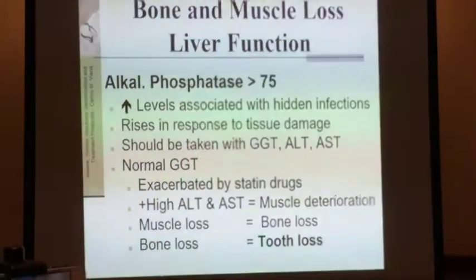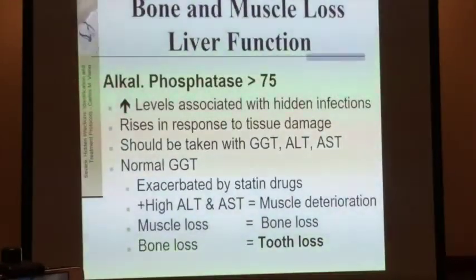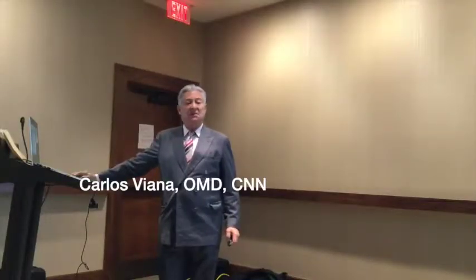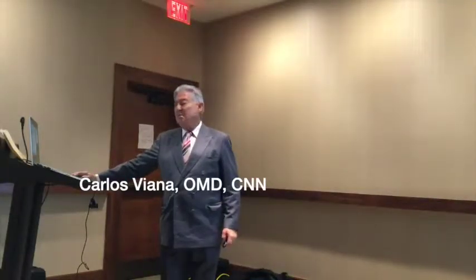And so that becomes very, very important, because we know that when there is bone and muscle loss, if there's gingivitis present, I will be able from a blood test to tell the dentist what they're going to find in the gingiva. I'll show that to you. But once again, if there's any kind of irritation in the gingiva, there's irritation in the body. And we know that if there are lost teeth, there is bone loss. If there's receding gingiva, we know that there's muscle loss taking place.